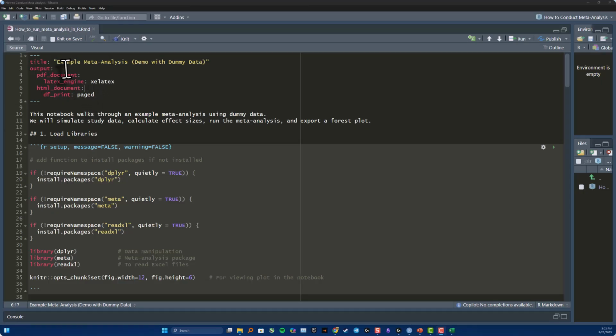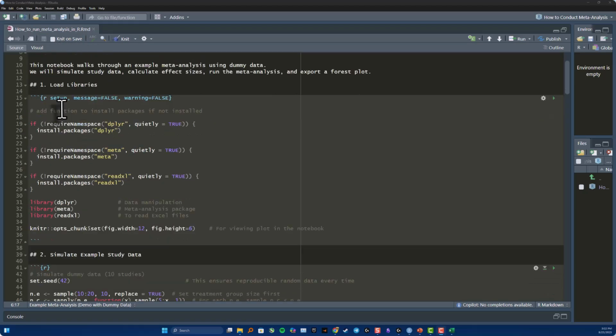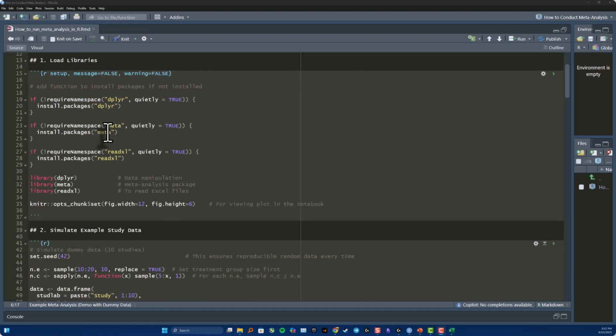Okay, so now that we're on the R example markdown that I made, I'll walk you through how to do this. The first thing I need to do is to load all of the packages that you will be using for this meta-analysis. This is a very simple thing. It just checks if you already have something installed. It won't install it if you already have it, but it will if you don't. In our case, we're using dplyr, we're using the meta package, and we're using readxl just to read in the Excel file.